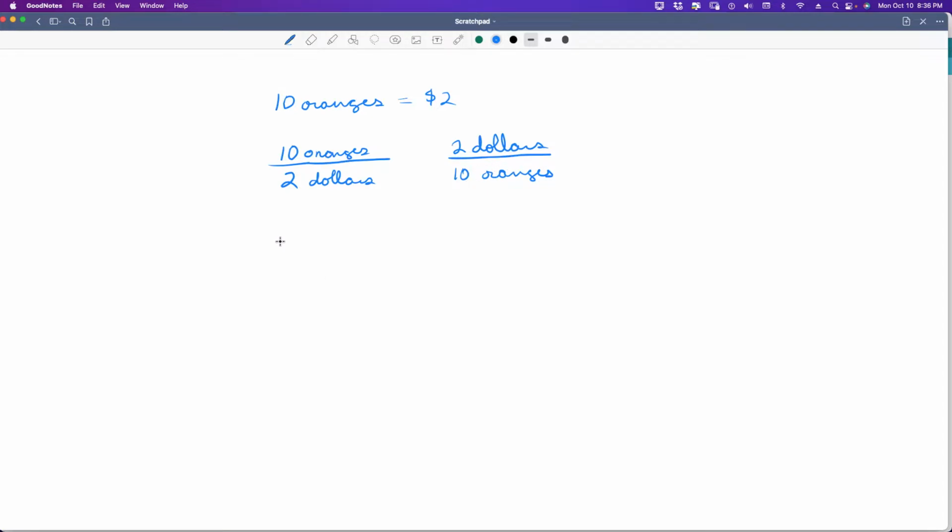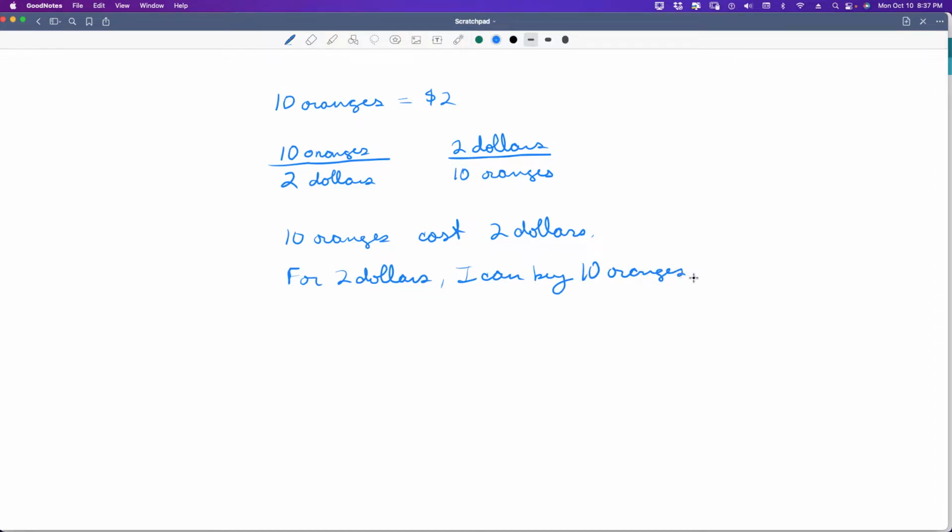We are saying that we begin with the numerator, 10 oranges cost $2. Or we can look at this rate and reverse it and say, for $2, I can buy 10 oranges. All right. So that is the two ways that these ratios relate to each other.